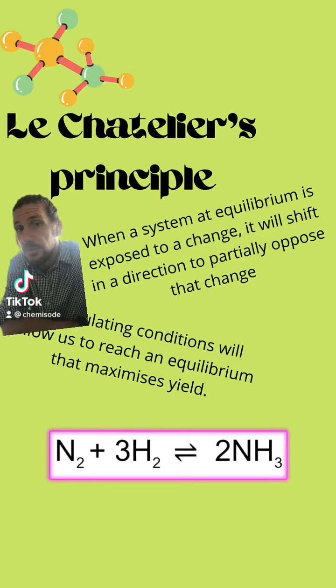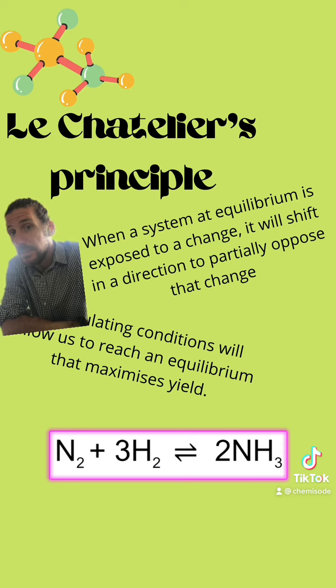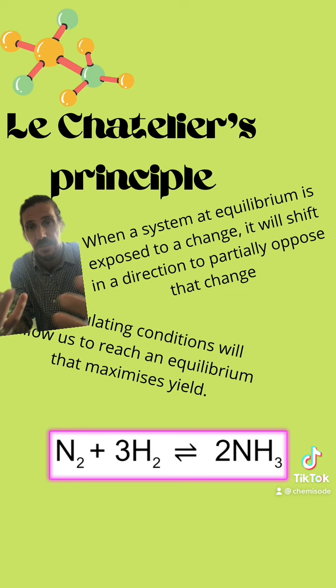In this video, we're going to be looking at Le Chatelier's principle, which states that if a system is at equilibrium and is exposed to a change, it's going to shift in a direction that's going to partially oppose that change. So that means if you've got a system that has some products and reactants in it, you can actually manipulate how many products and reactants you actually have by exposing that system to a change.